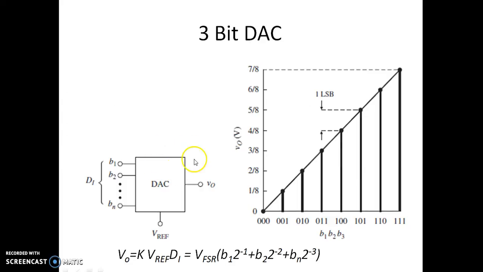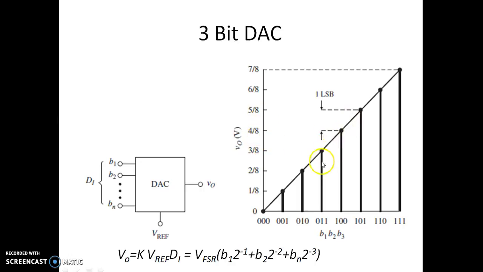So let us see how a 3-bit DAC output looks like. So we have taken a reference voltage and there are 3 bits considered here, that is B1, B2, B3. So B1 is MSB, B3 is LSB, that's what is written here. So when all the bits are 0, we are supposed to get 0 volt. When LSB is 1, we are going to get a voltage of 1 by 8. When it is 0, 1, 0, we are going to get 2 by 8. Then 3 by 8, 4 by 8.